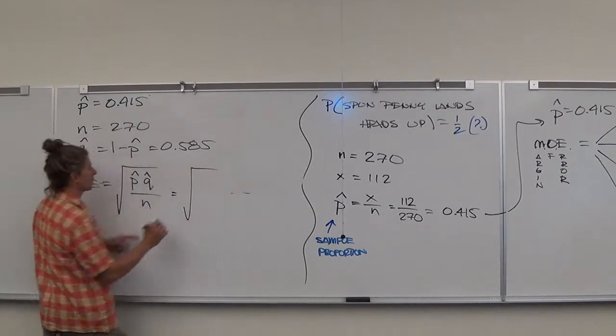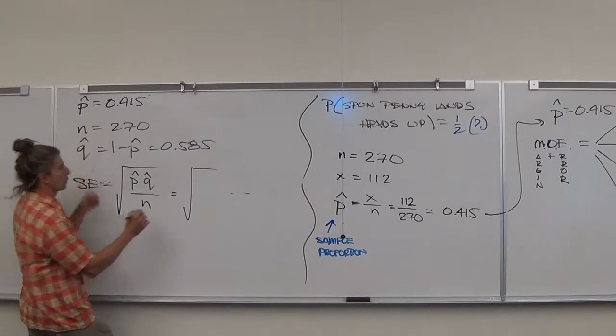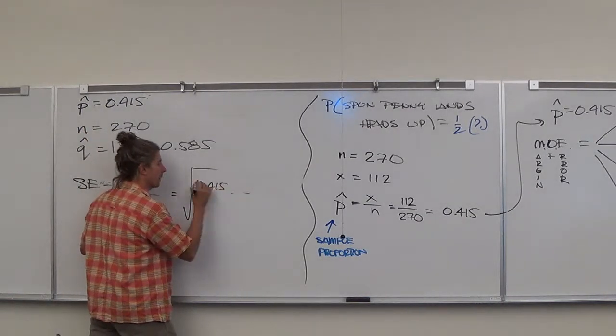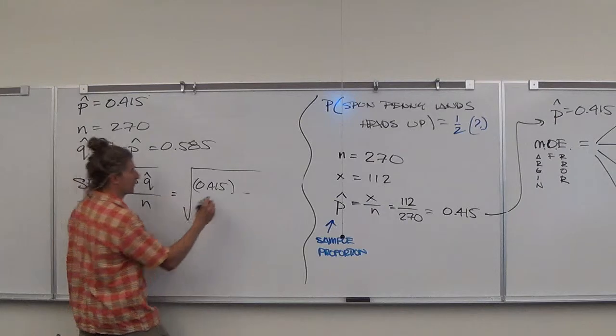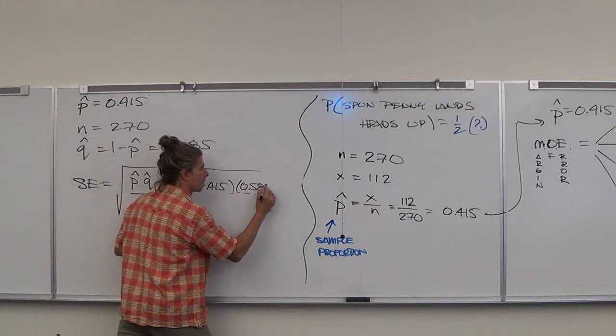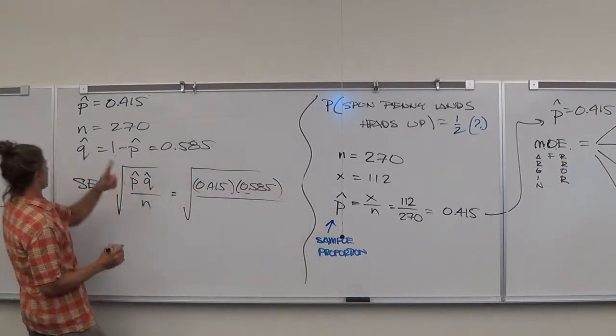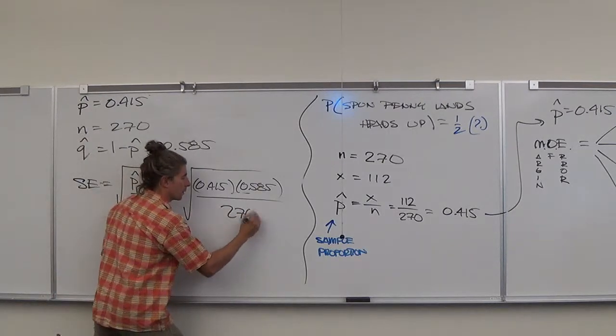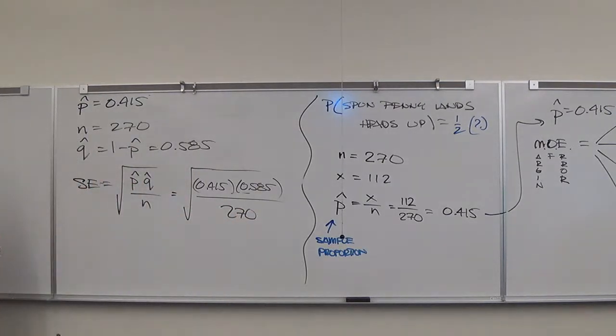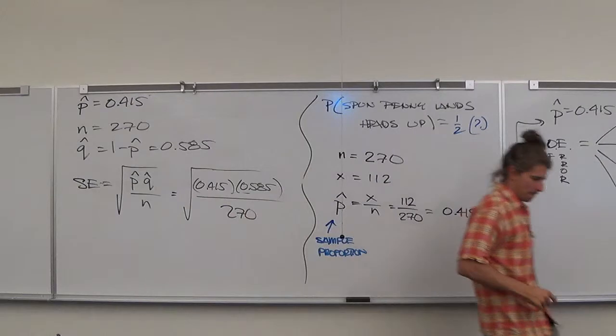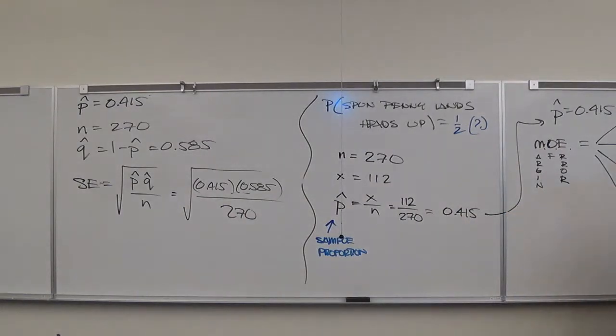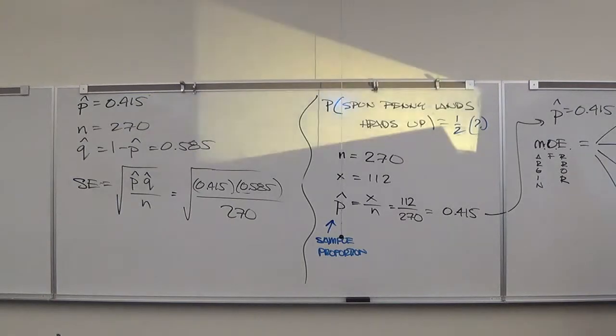Root of p hat, 0.415, q hat, whatever else, all over 270. Our job now is to calculate that and see what it comes out to be. Let's do it over here. I'll put it up on the board. I apologize, I thought I had the document camera working, but it's not, so we'll go old school.